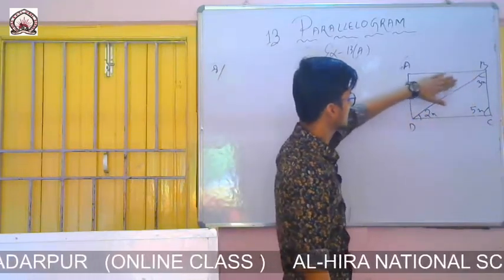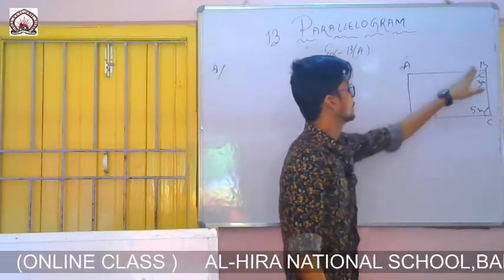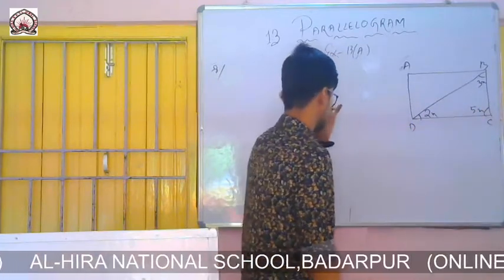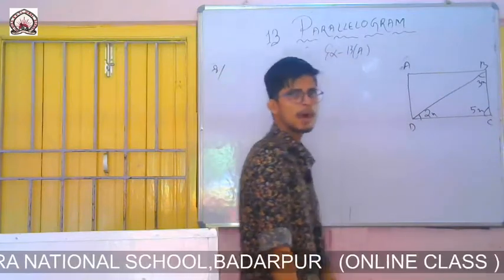So first of all we will take this triangle BDC. If I take this triangle, we know the sum of the angles of a triangle is equal to 180 degrees.